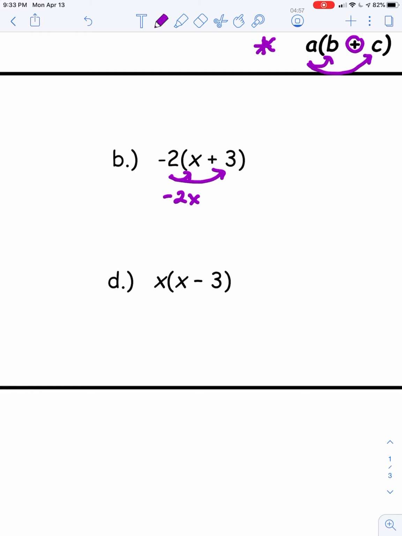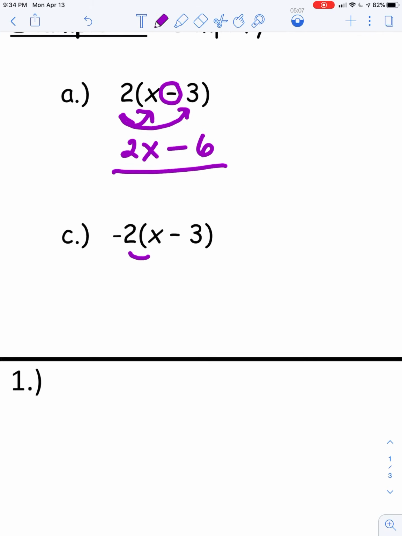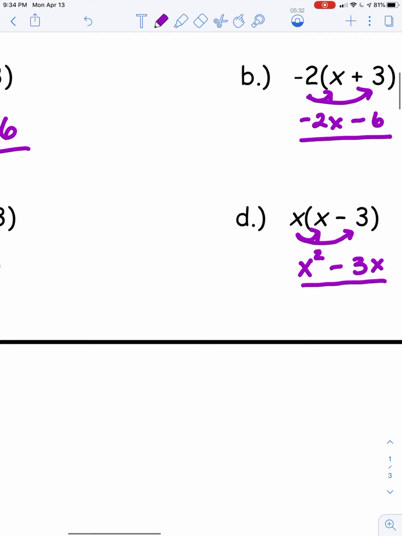So negative 2 times a positive 3 is a negative 6. And that would be the answer on distributing that problem. Letter C. Again, I have a negative 2 times x, and negative 2 times a negative 3 is a positive 6. Okay, so that negative sign is attached to the 3. Here I have a positive x. I'm multiplying it with a positive x, so I get x squared, and x times a negative 3 is negative 3x. So there's the answer to all 4 of those problems.